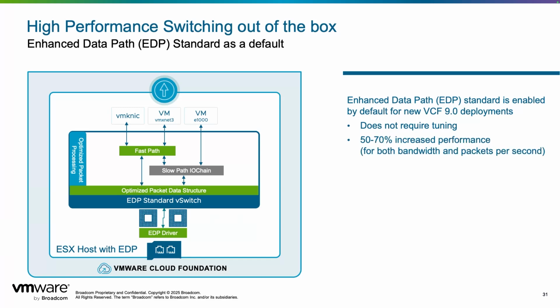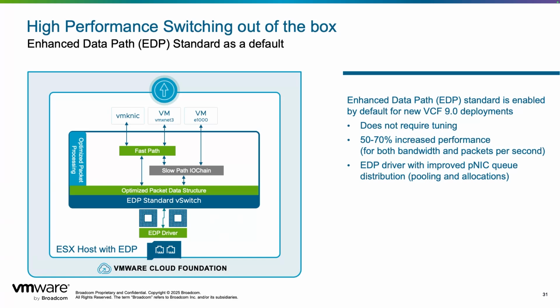EDP delivers a 50 to 70% increase in performance, improving both bandwidth for large flow workloads and packets per second for workloads exchanging a high rate of small packets. EDP drivers optimize PNIC performance. Even older PNICs with limited features will see an improvement compared to legacy standard VDS settings.